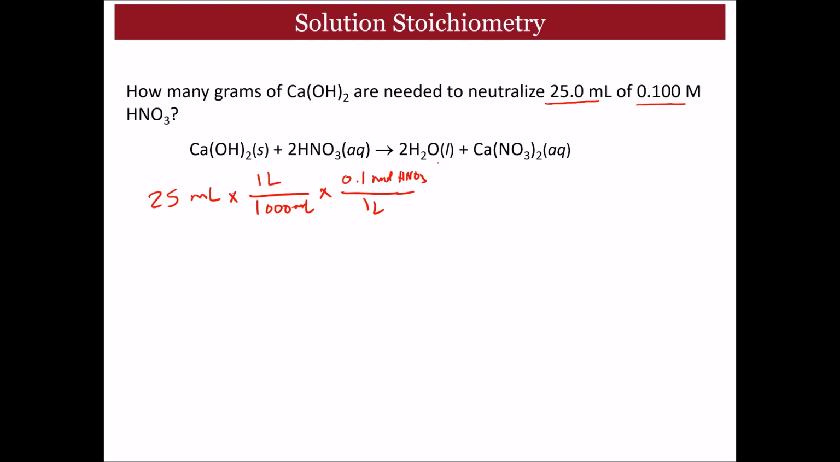We can convert them to the corresponding moles of calcium hydroxide using the equation molar ratio. 2 moles of nitric acid is equivalent to 1 mole of the hydroxide. So it's going to be times 2 moles of the nitric acid react with 1 mole of hydroxide, and then we use the molar mass of hydroxide to convert moles of hydroxide to grams of hydroxide.